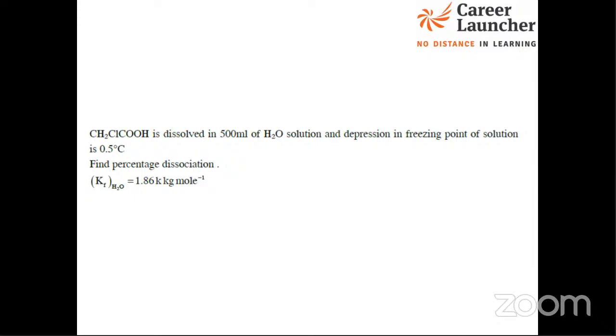So this is CH2ClCOOH dissolved in 5 ml of H2O solution, with a depression in the freezing point of the solution. We need to find the percentage of dissociation. It is a straightforward question from the solution part. Freezing point depression means delta TF. Delta TF is equal to i into KF into m. The difference in the freezing point of the solution is 0.5, so delta TF is 0.5. And i, we don't know. KF is given as 1.86. Molality: CH3CH2Cl2 is dissolved in some amount, information is missing in that. How much of it is dissolved in it?